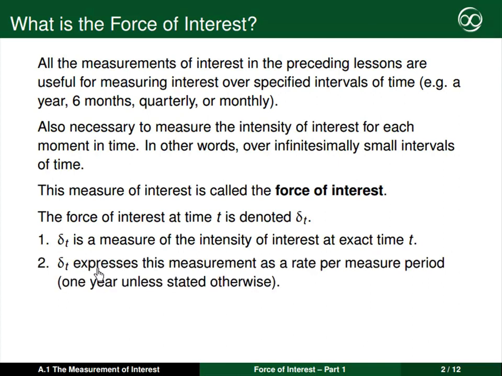And delta t expresses the measurement as a rate per measure period. And we're always going to assume 1 year. I've never seen the force of interest defined on any other measure except for a year. So 1 year unless stated otherwise, and it's never going to be stated otherwise, so don't worry about that. And so on the next slide, we're going to break down what this force of interest is.